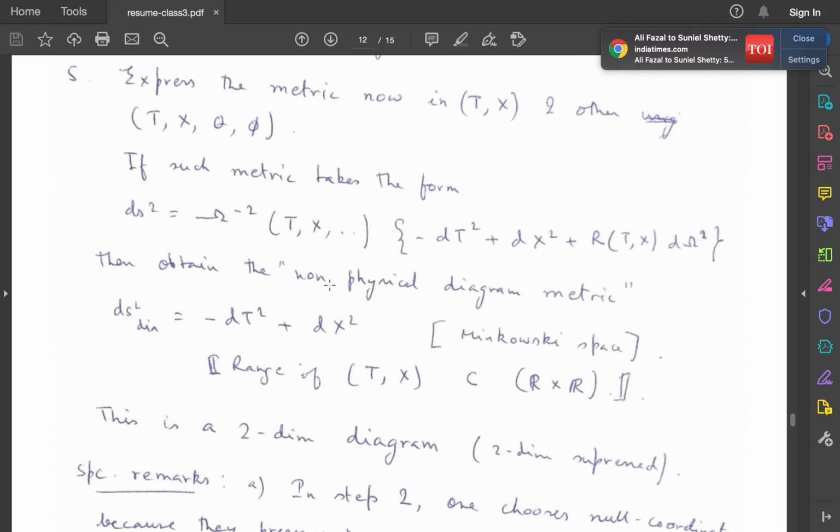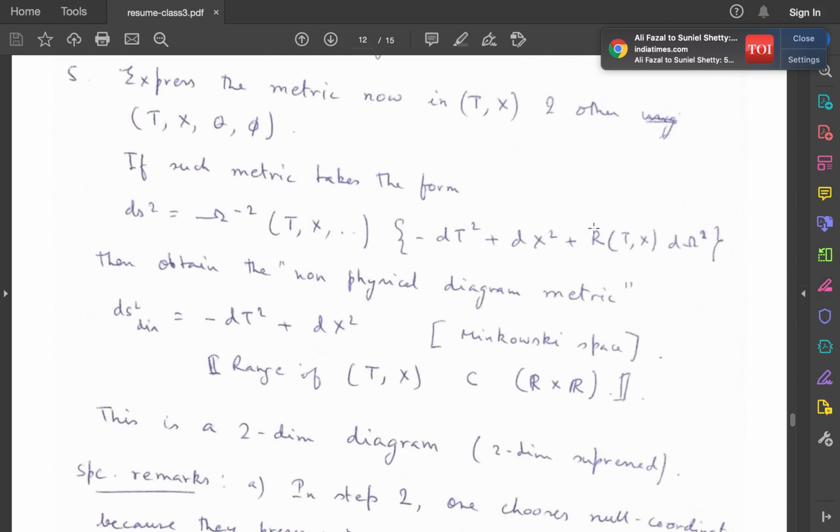This is the one. Now we are writing down the diagram metric because we want to draw the diagram and see the informative structure that the Penrose diagram can give us. So if I can write the metric in coordinates t, x, theta, phi in this form, I can then obtain the Penrose diagram metric. This is only this part. I can do away with the rest.